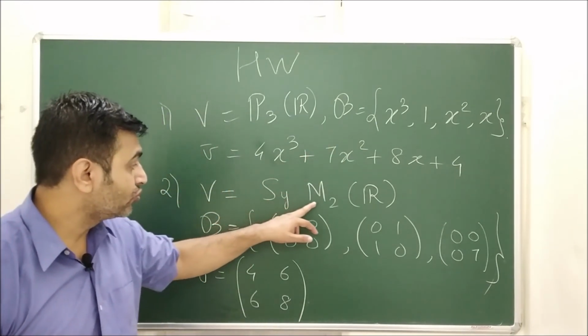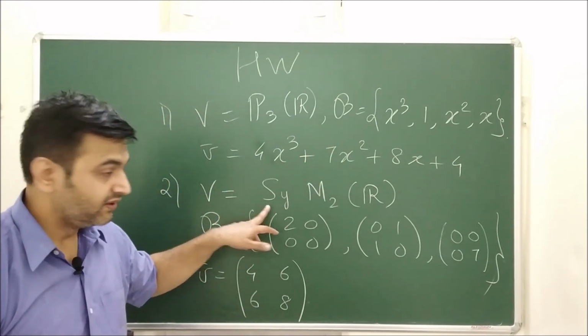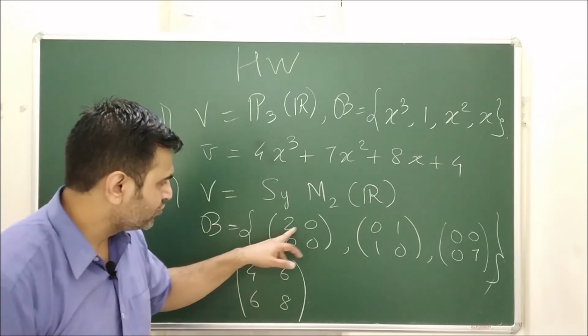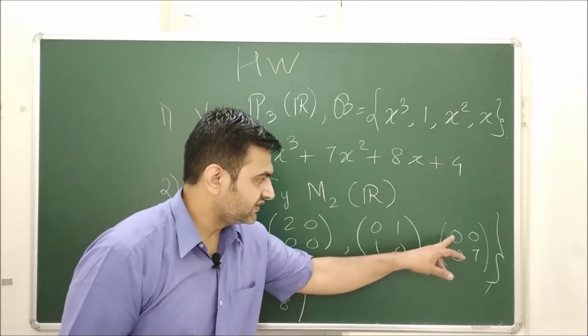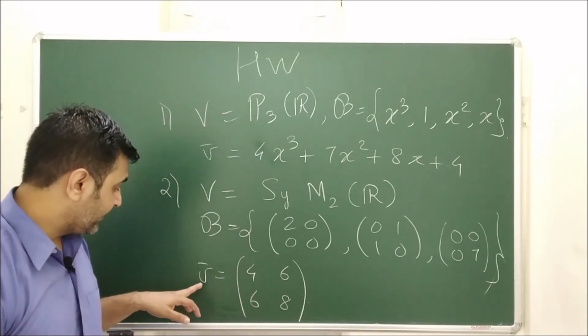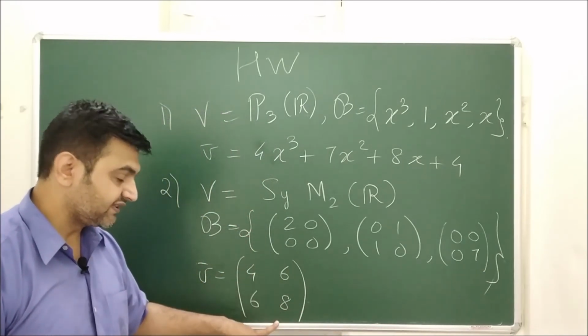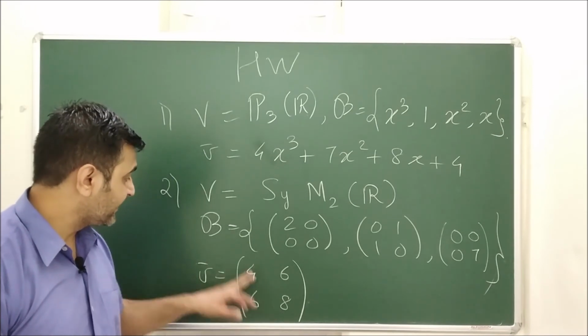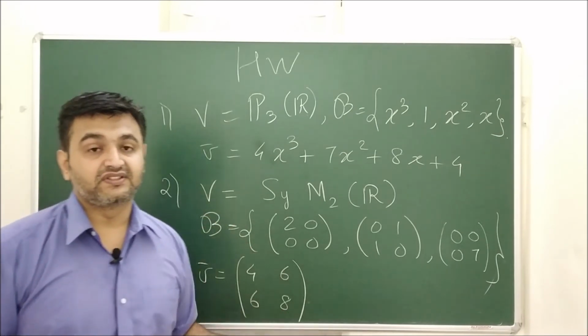Second is the set of all 2 cross 2 symmetric matrices. And one of the basis sets is this: 2 0 0 0, 0 1 1 0 and 0 0 0 7. Okay, this is a 3-dimensional space. And let v bar be 4 6 6 8. This is a symmetric matrix. You write v bar as a combination of B and tell me what is the coordinate vector.